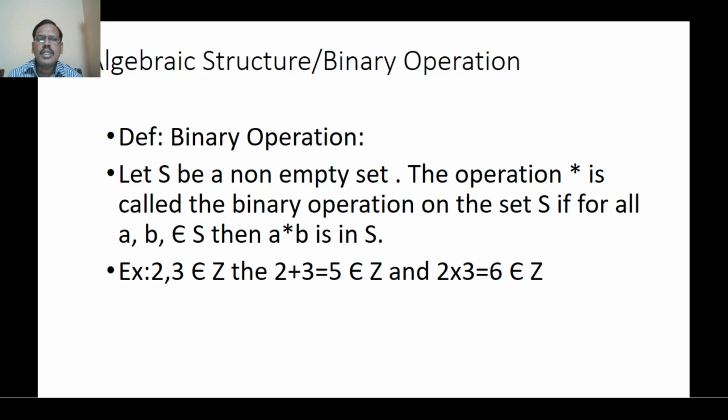So in this way you can take two integers and multiply them, and the resulting number is also an integer. Then we say multiplication is also a binary operation on Z, or the set of all integers is closed under multiplication. So in total, addition and multiplication are the two binary operations on Z.